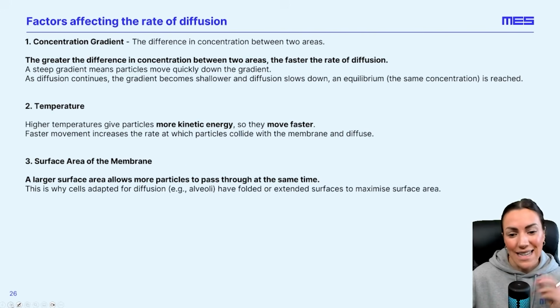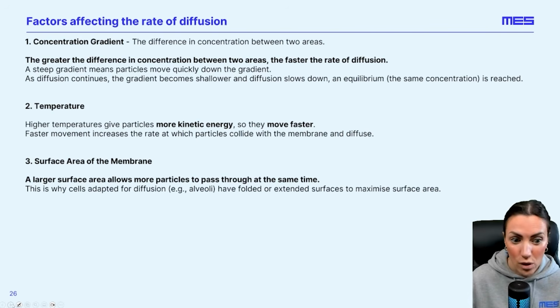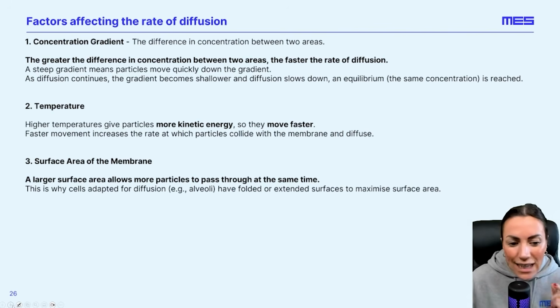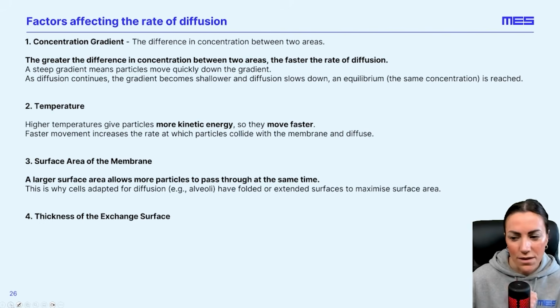And this is why cells adapted for diffusion, or surfaces adapted for diffusion, like the alveoli or the small intestine, will have adaptations to maximize their surface area to increase the rate of diffusion, because the bigger the surface area, the more particles can diffuse at one time.